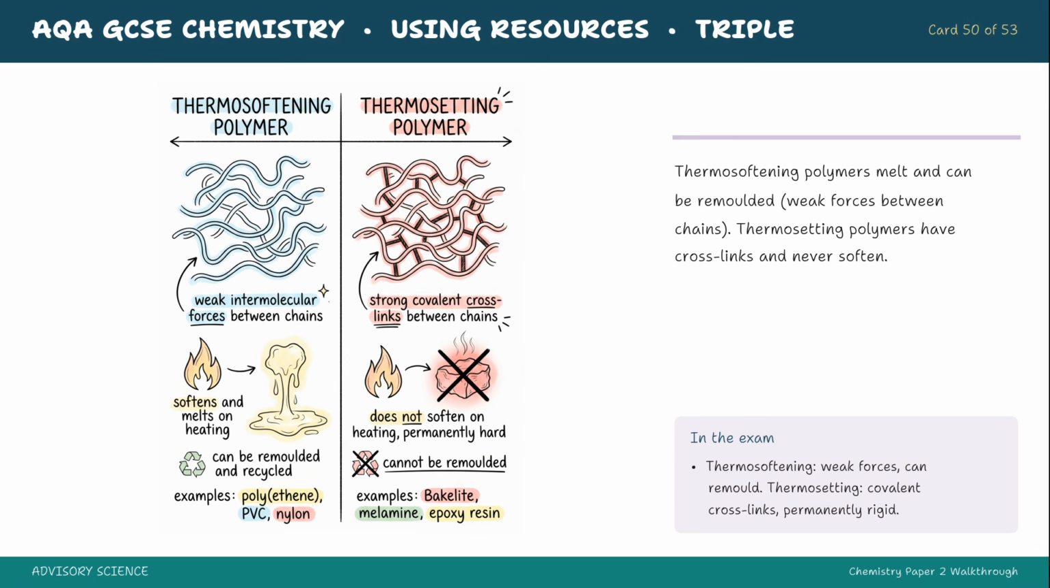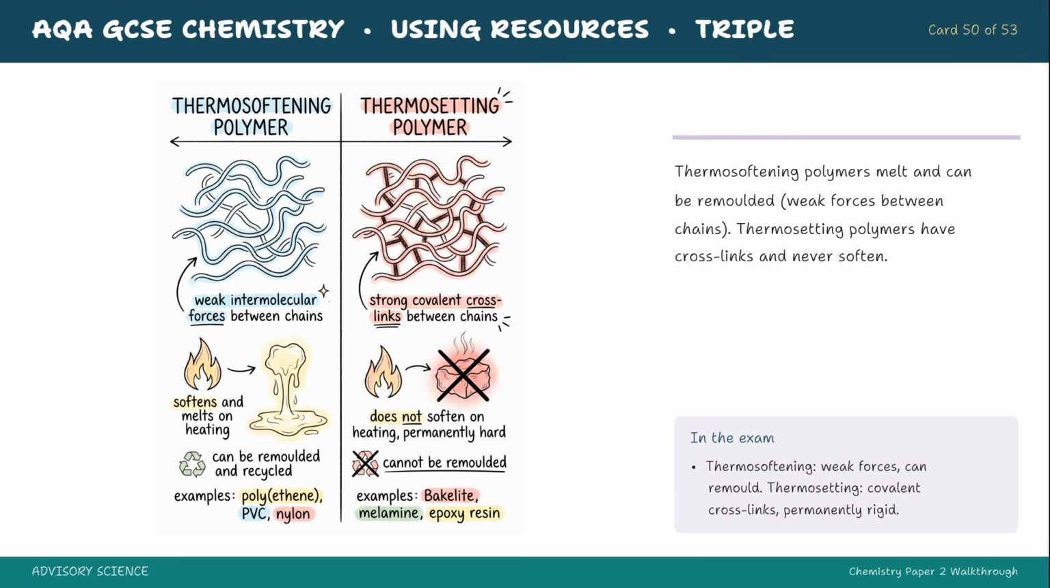In the exam, the key polymer distinction is crosslinks. Thermosetting polymers have crosslinks and don't melt. Thermosoftening polymers don't have crosslinks, so they do melt and can be reshaped. Choose materials by matching their properties to what the object needs to do.